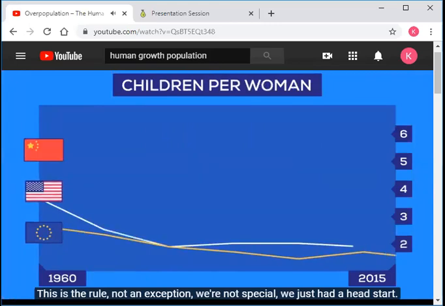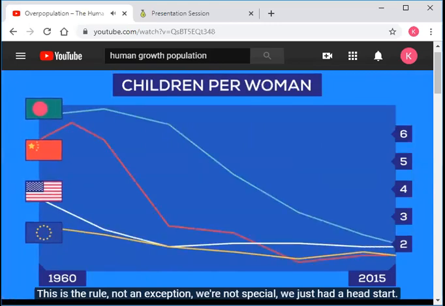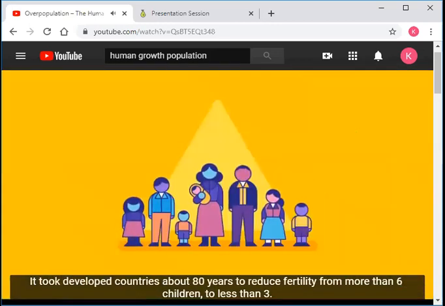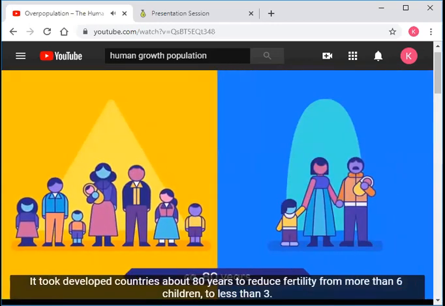This is the rule, not an exception. We're not special, we just had a head start. It took developed countries about 80 years to reduce fertility from more than 6 children to less than 3.